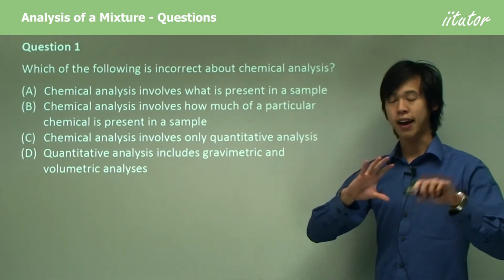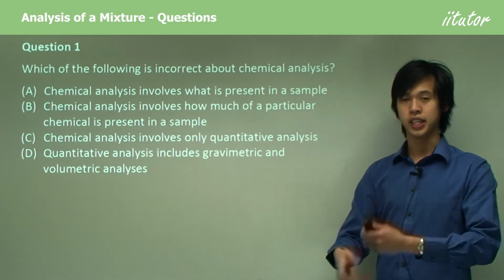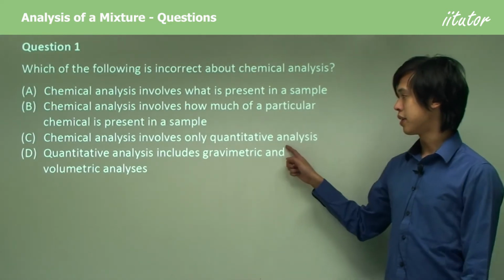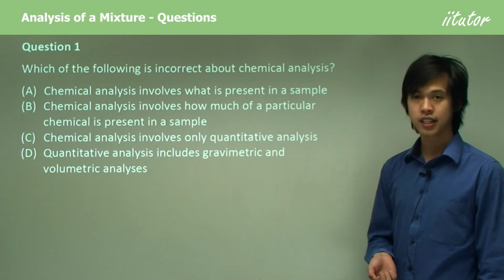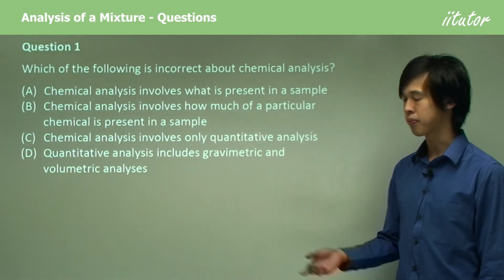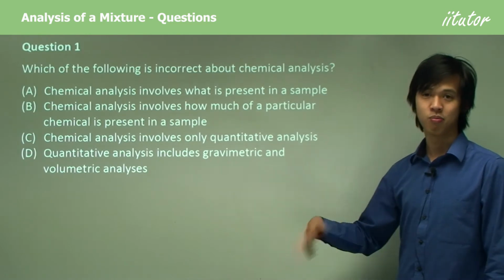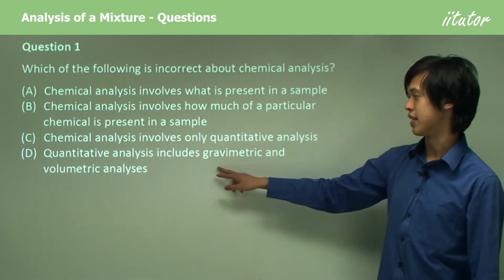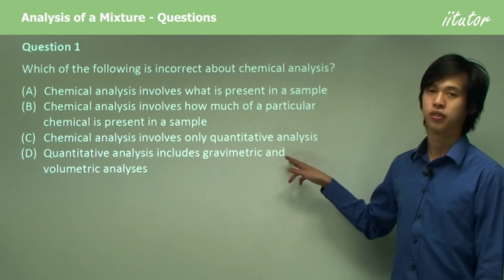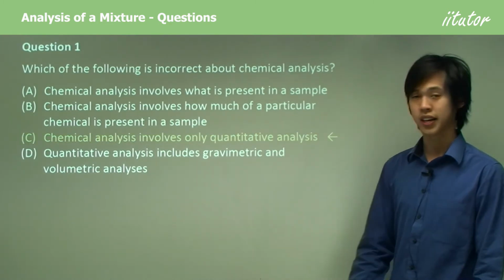We can actually work out how much of a type of chemical will be in a sample, so that's also part of chemical analysis. Chemical analysis involves only quantitative analysis. That's not true, because it involves qualitative analysis as well. Hold on to this one and see if the last one is more correct. Quantitative analysis includes gravimetric and volumetric analyses. That's also true. So C is the incorrect one, and it's our answer.